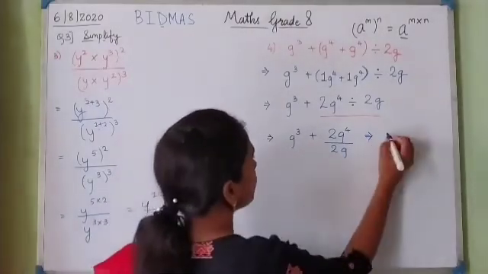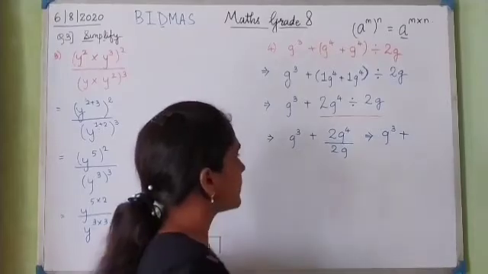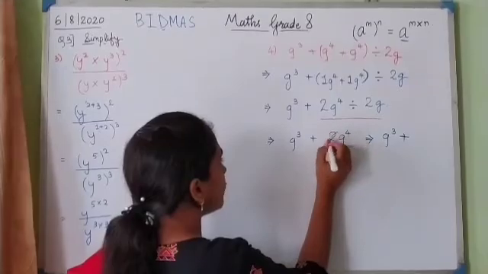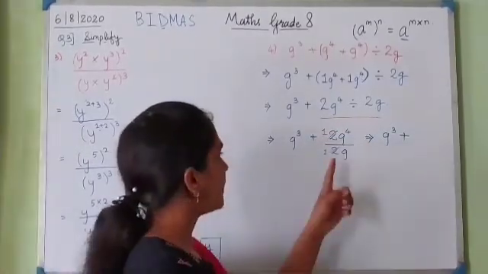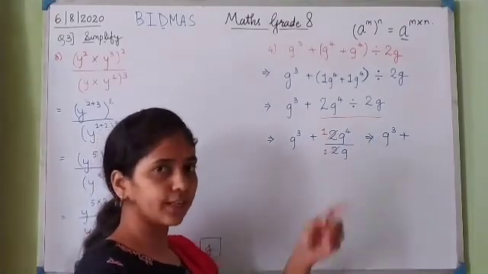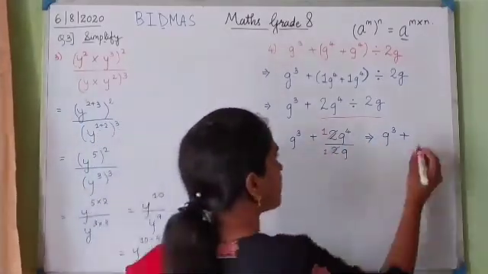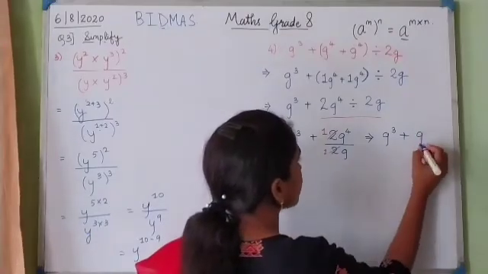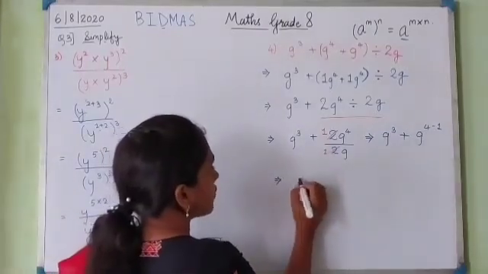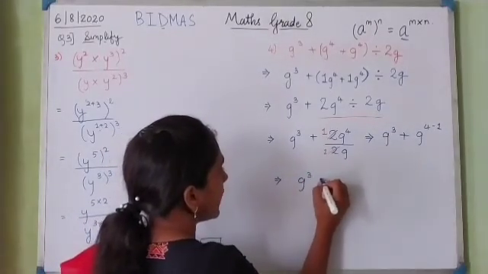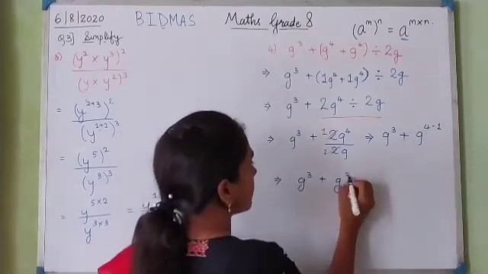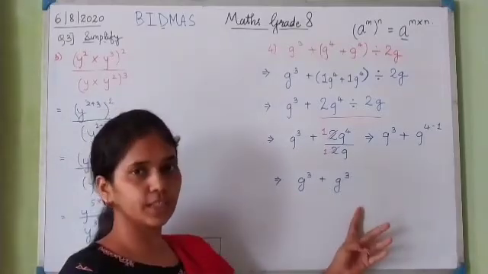So how do we divide this? G raised to 3 will remain as it is, and here there is 2 divided by 2. So 2 ones are 2 and 2 ones are 2. So this becomes 1, and g raised to 4 by g. The base is the same, the powers are different and they are divided, so we subtract their powers. So this becomes g raised to 4 minus 1. So the first g raised to 3 plus g raised to 4 minus 1 is 3. So we get g raised to 3 plus g raised to 3.